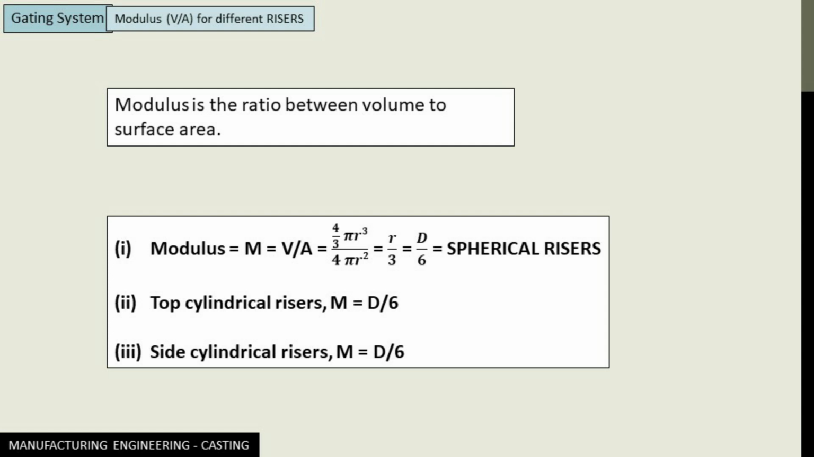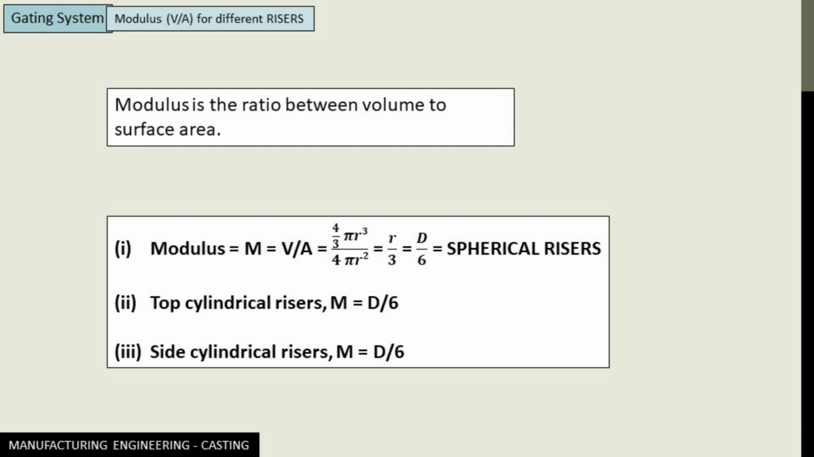In case of a spherical riser, the modulus will be given by V by A is equal to 4 by 3 pi r cube, which is the volume of a sphere, or basically a spherical riser having r as the radius, divided by 4 pi r square, which is again the total surface area of a spherical riser having r as the radius. This will give us r by 3 or d by 6.